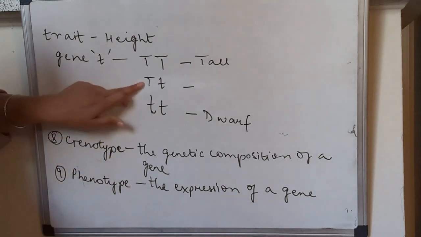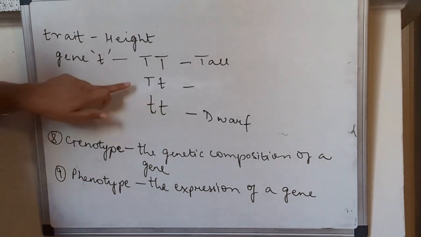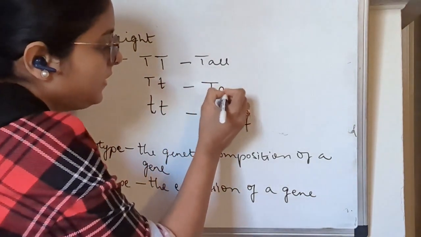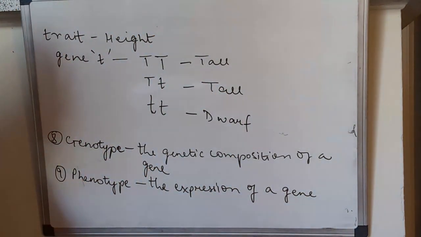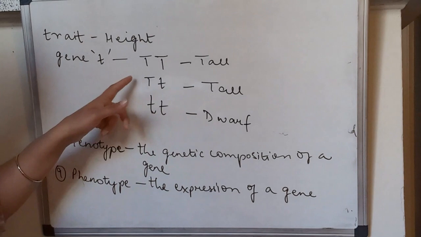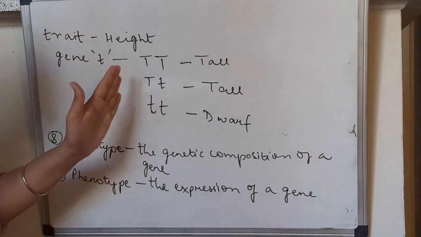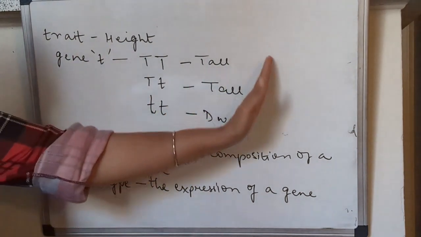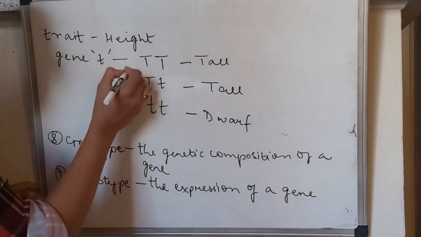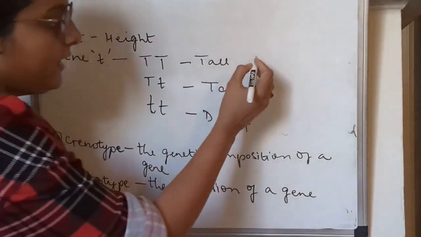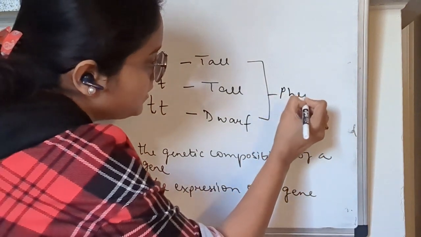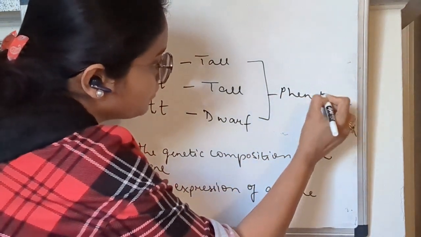But since we know that capital T is dominant over small t, capital T small t should again be tall, right? Because capital T is the dominant allele. The dominant allele is expressed and the recessive allele is not expressed. So that's why we are again going to get tall in case of the capital T small t combination. So from here you can understand that these are the genotypes and these are the phenotypes. This is the difference between a genotype and phenotype.